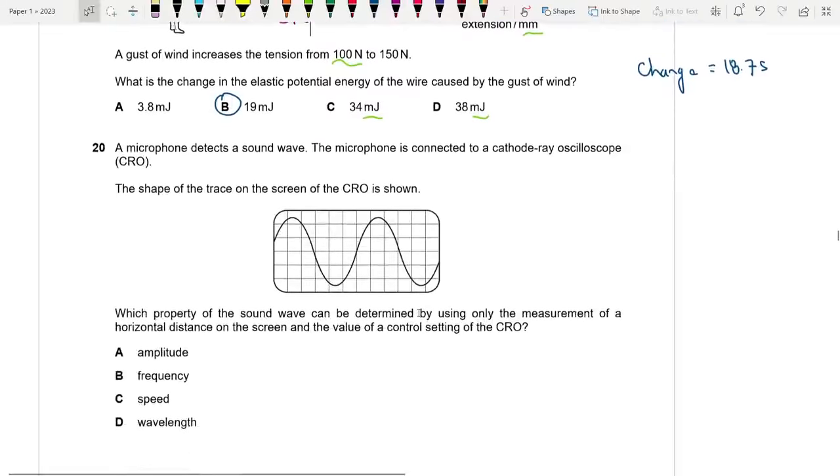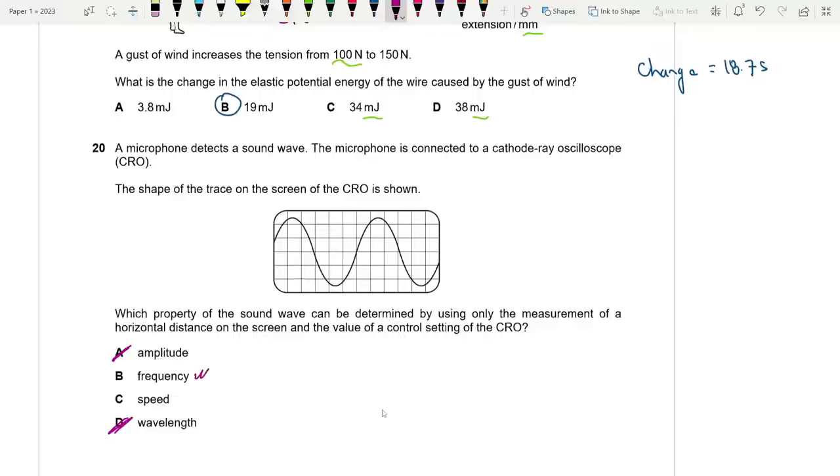Okay, 20. A microphone detects a sound wave. The microphone is connected to a CRO. The shape of the trace on the screen of the CRO is shown. Which property of the sound wave can be determined by using only the measurement of horizontal distance? So amplitude is vertical. Okay. And in the CRO, we cannot find the wavelength.